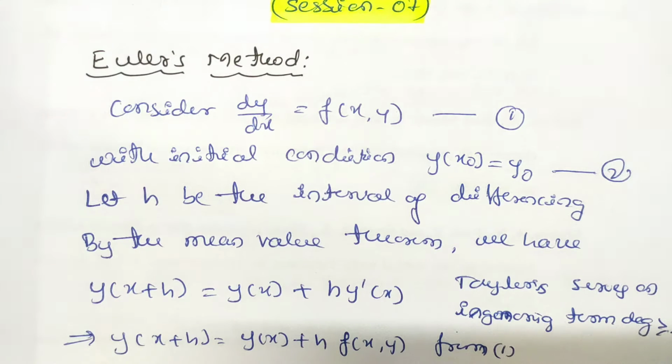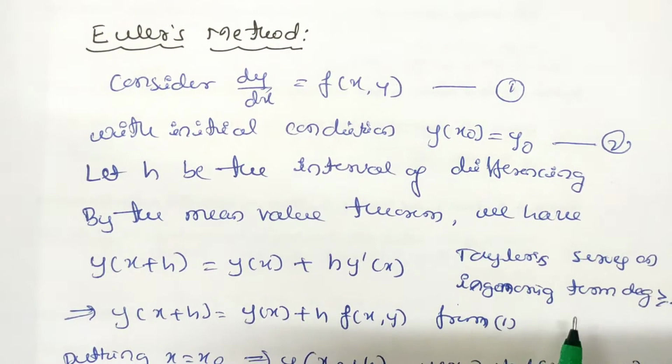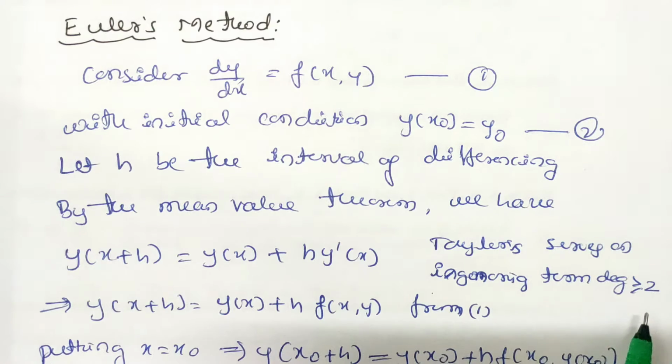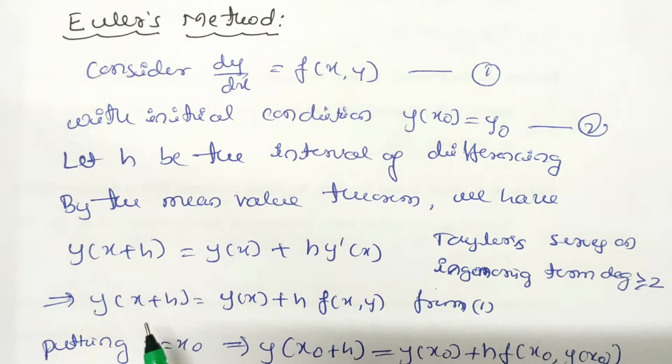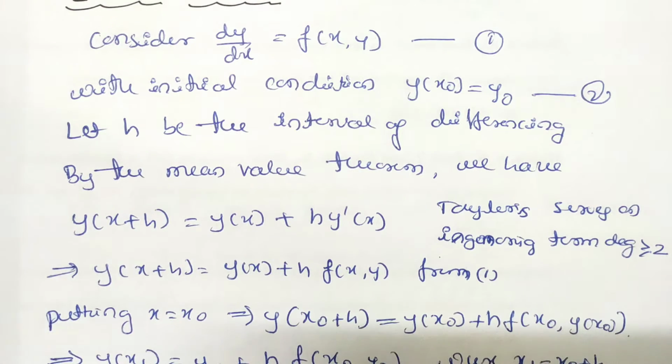By the mean value theorem, we have y at x plus h equals y at x plus h into y dash of x. This is nothing but the Taylor series, ignoring the terms containing degree greater than or equal to 2. So this implies y at x plus h equals y at x plus h into y dash of x, which is nothing but f of x, y.